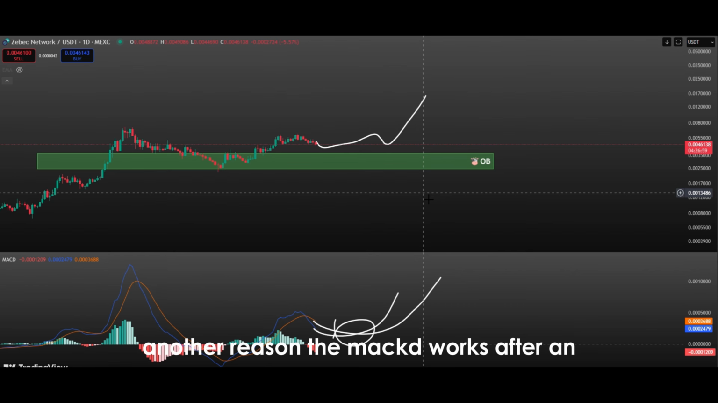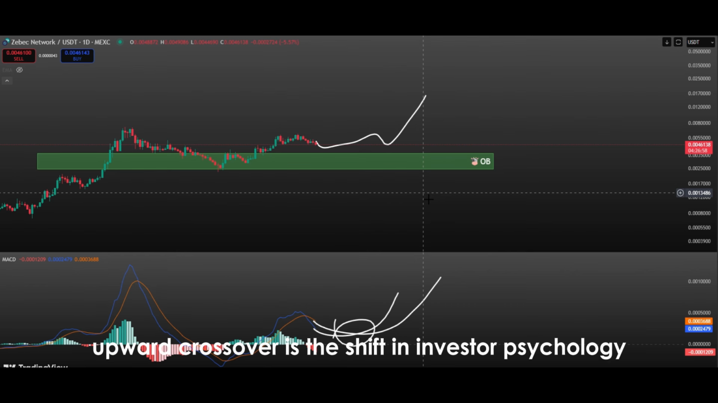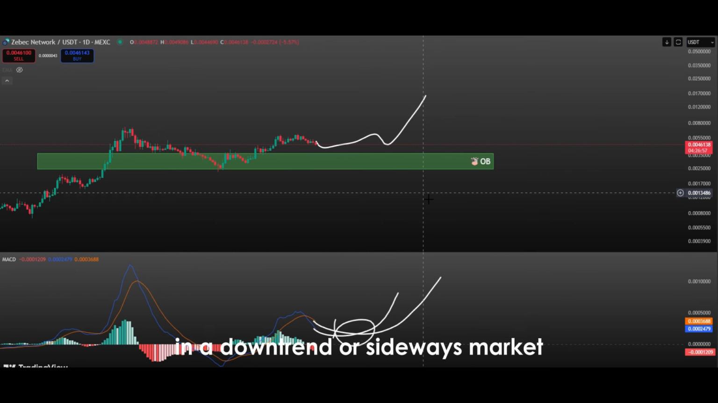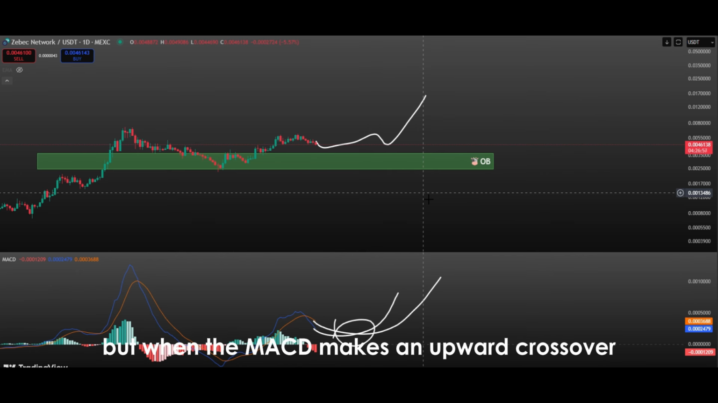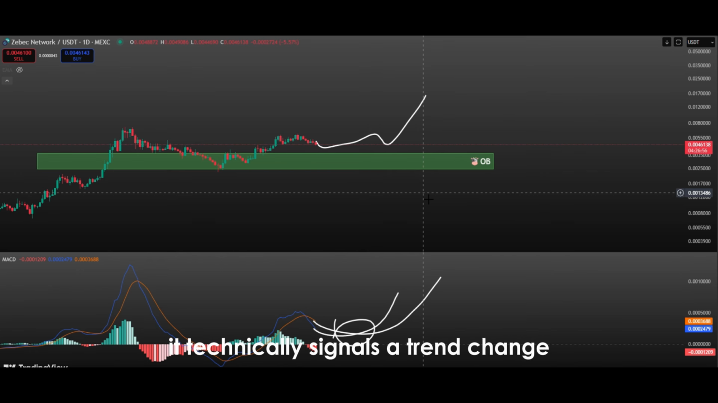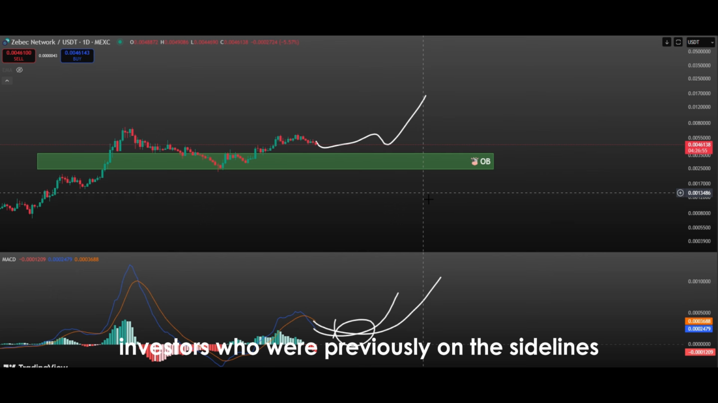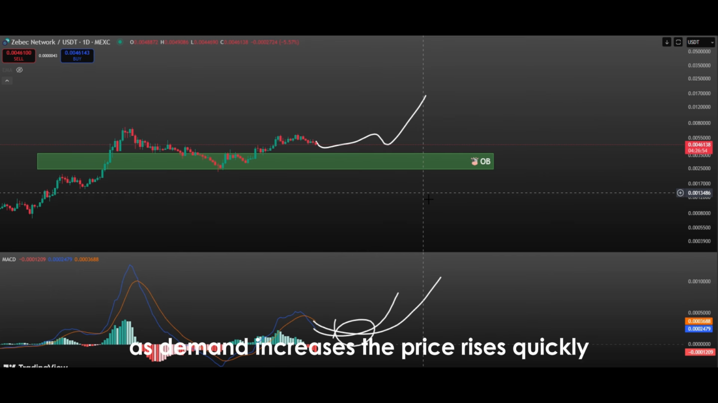Another reason the MACD works after an upward crossover is the shift in investor psychology. In a downtrend or sideways market, investors are usually cautious, but when the MACD makes an upward crossover, it technically signals a trend change. After this signal, investors who were previously on the sidelines enter the market, adding a new wave of demand. As demand increases, the price rises quickly.